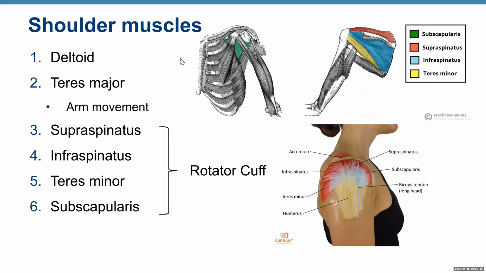Now we're moving to shoulder muscles that include deltoid. That is not shown over here, but I showed it to you in the previous picture. Teres major, those are for arm movement. Okay, so this is posterior view. So you're looking at somebody from a back, right? So that's a back view, posterior view.